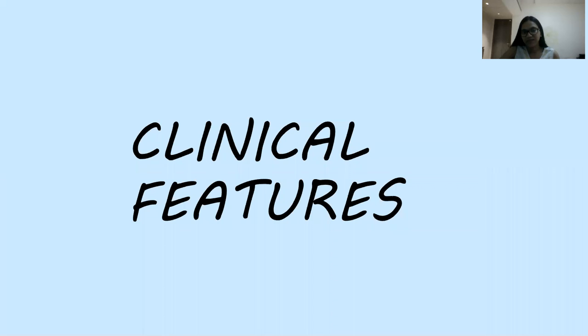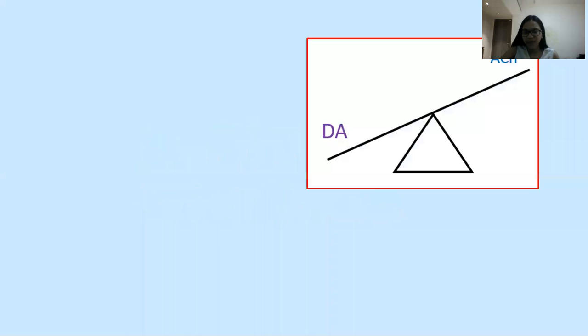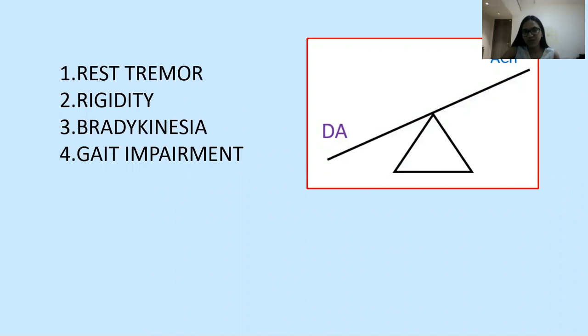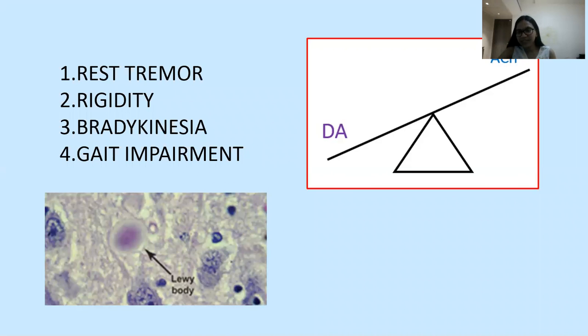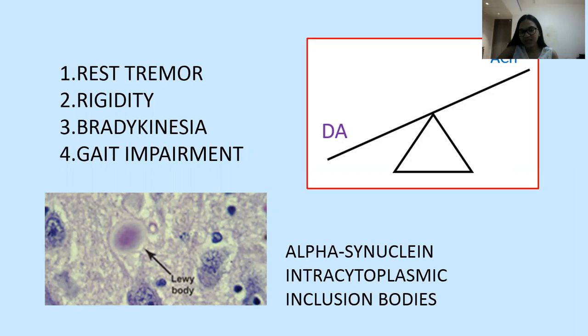Now, this imbalance results in the patient coming with rest tremors, rigidity, bradykinesia, which is slowed movement, and gait impairment. Pathologically, what we see are Lewy bodies, which are nothing but inclusion bodies present in the cytoplasm made up of proteins called alpha synuclein.